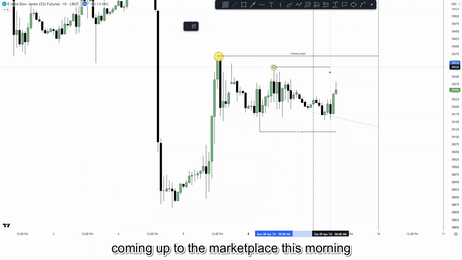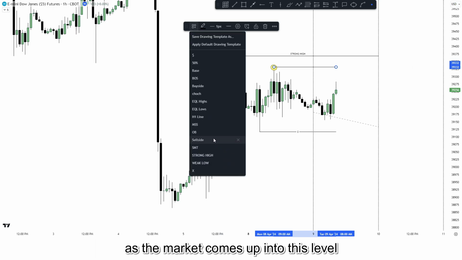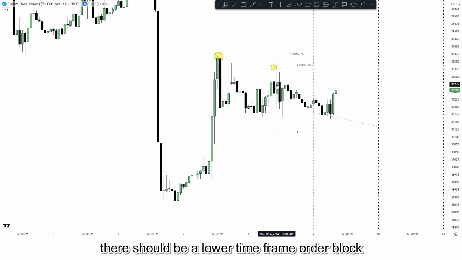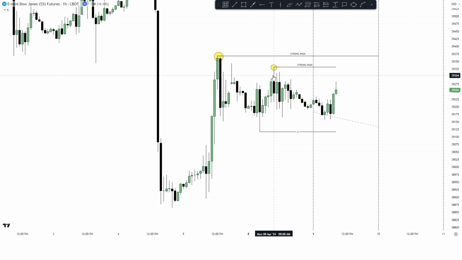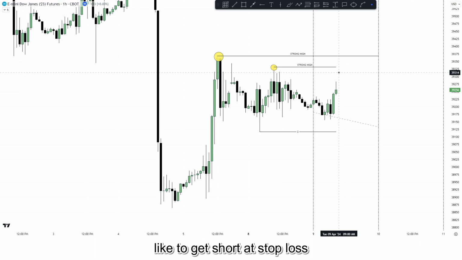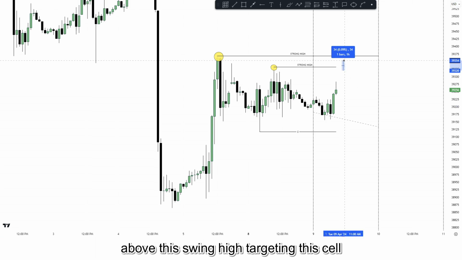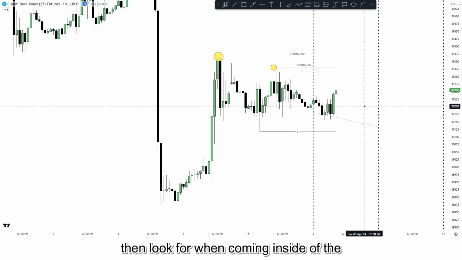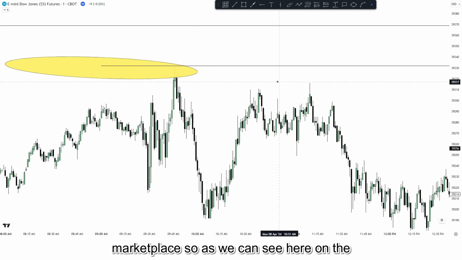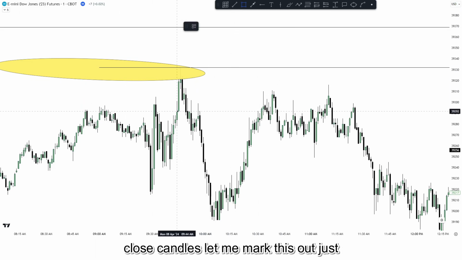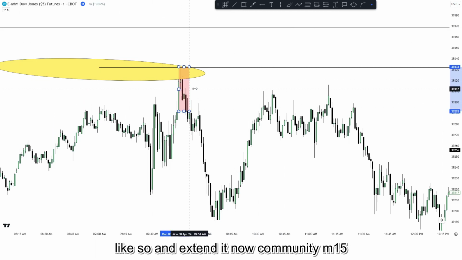So coming into the marketplace this morning, as the market comes up into this level, there should be a lower time frame order block inside of this range, which I would then like to get short at. Stop loss above this swing high, targeting this sell side liquidity. And this is what I would then look for when coming inside of the marketplace. So as we can see here on the 1 minute time frame, we have this last up close candle. Let me mark this out just like so and extend it.